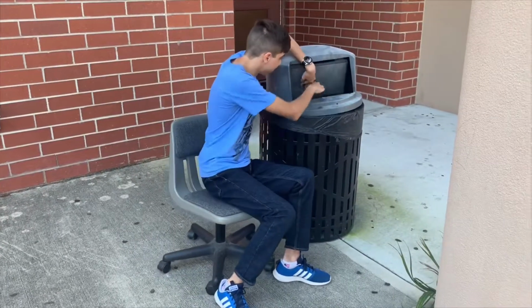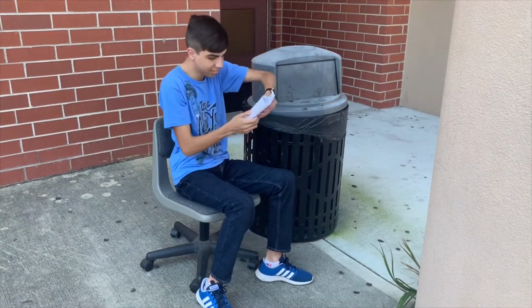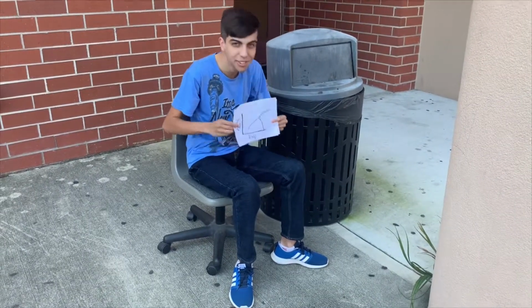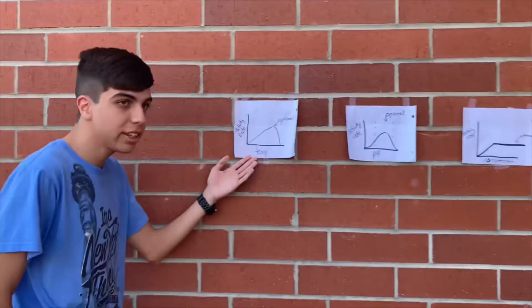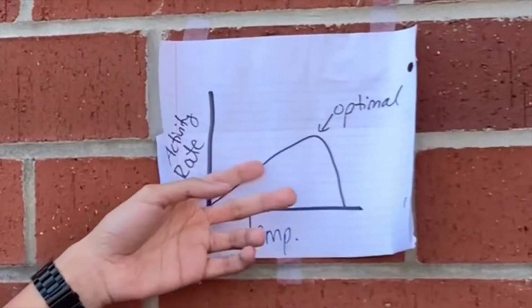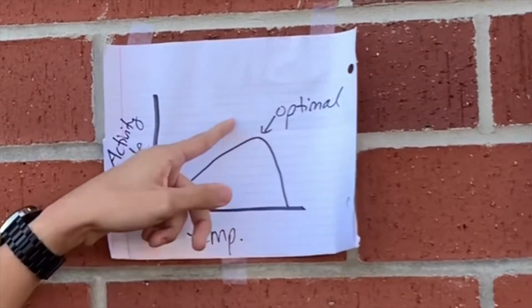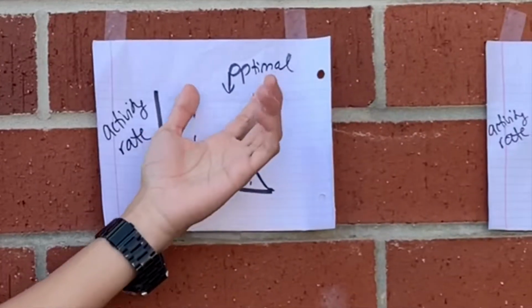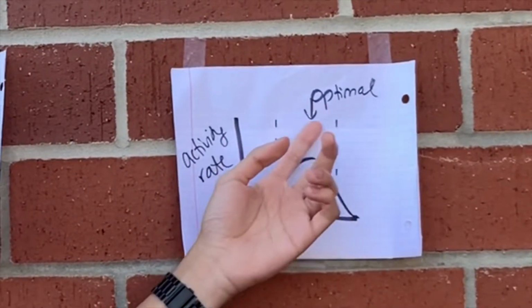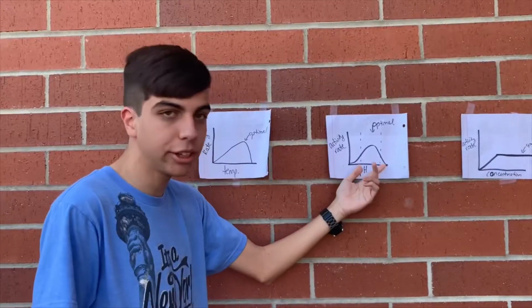Let's see what's in here. Oh, graphs. My favorite. As you can see, the graph of the temperature: once the enzyme hits a certain optimal temperature, it will start to denature and fall. For the pHs, there's a certain optimal range that the enzyme can stay in. Once it falls out, then it will denature.